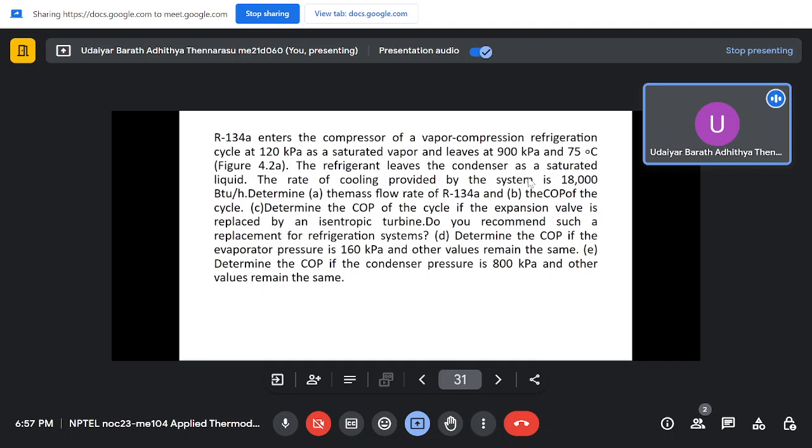The rate of cooling provided by the system is 18,000 BTU per hour. BTU is British thermal unit. So determine the mass flow rate of R134A and the COP of the cycle. Determine the COP of the cycle if the expansion valve is replaced by an isentropic turbine. Do you recommend such replacement for a refrigeration system? Then determine the COP if the evaporator is at 160 kilopascal instead of 120. The other part is to determine the COP if the condenser pressure is 800 kilopascal instead of 900.